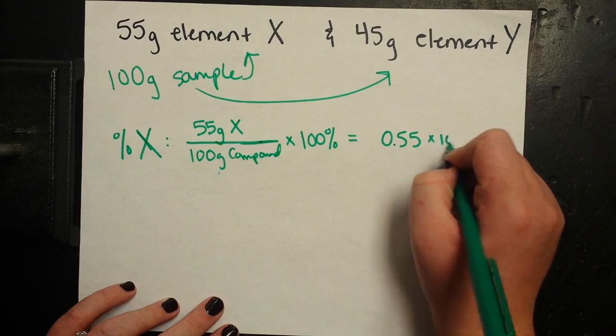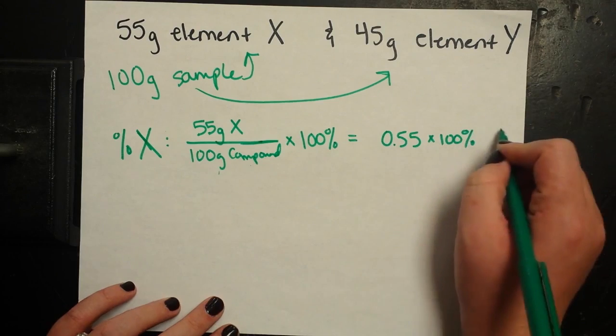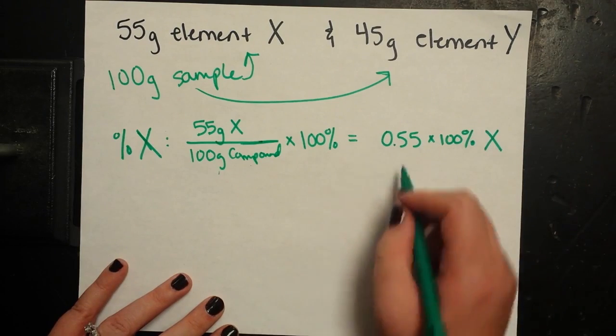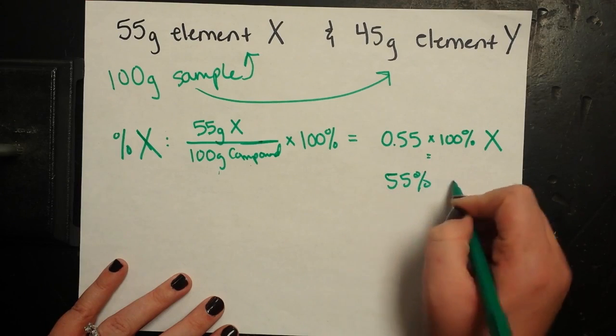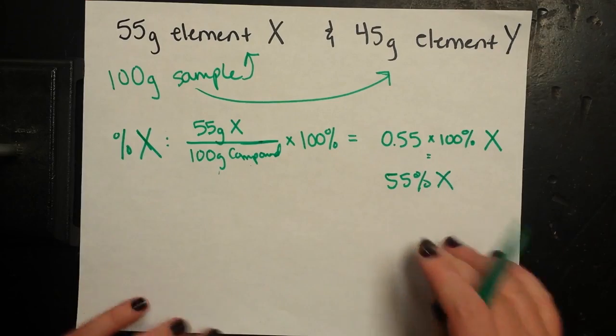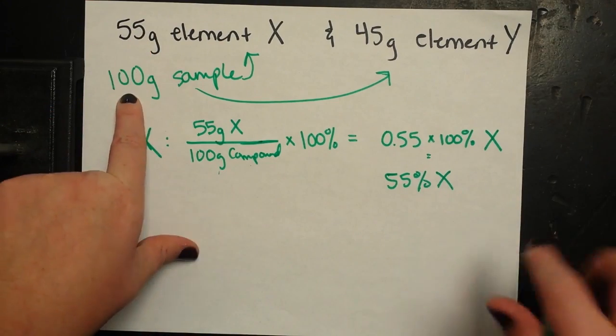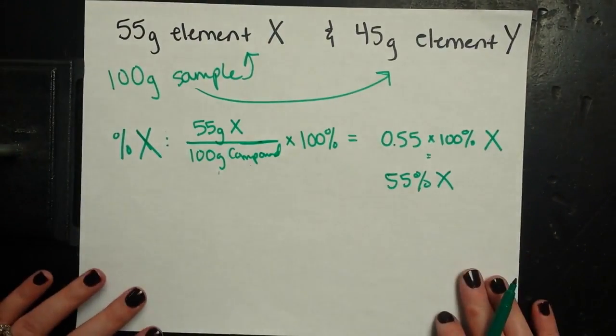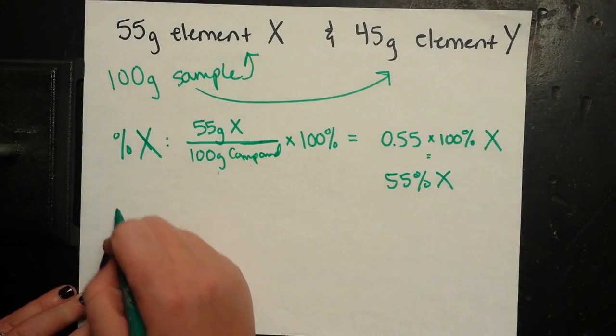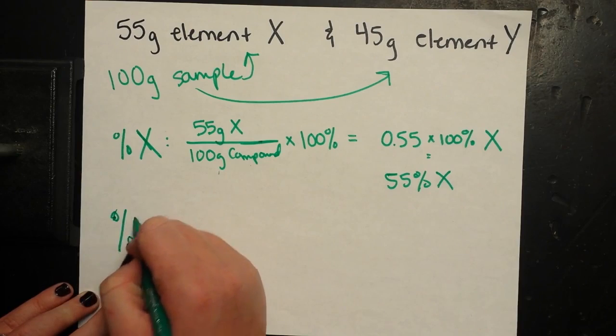This is going to give us 0.55 times 100% X, which is 55% X. And you'll see here, if you have 55 grams out of 100, that should be 55%. However, you don't always have such nice, beautiful ratios. Okay, let's look at percent Y.